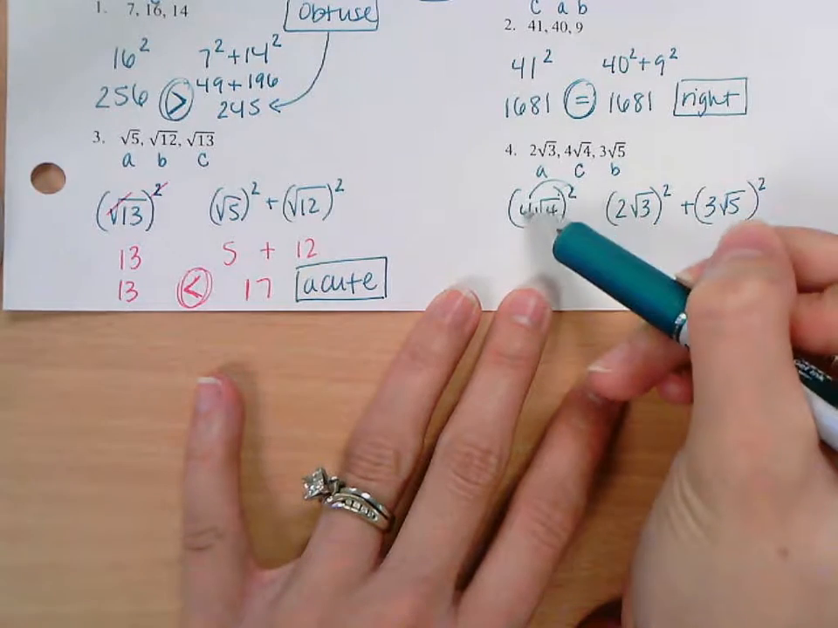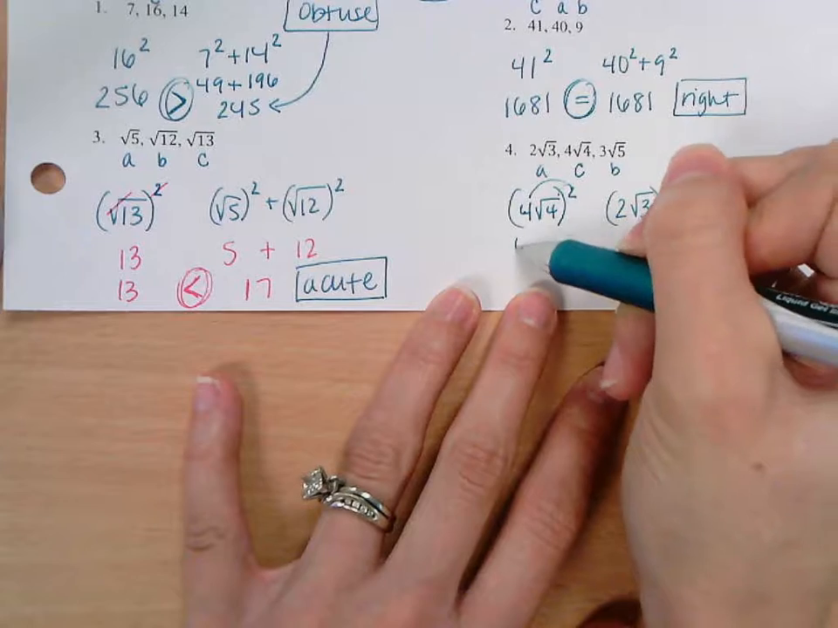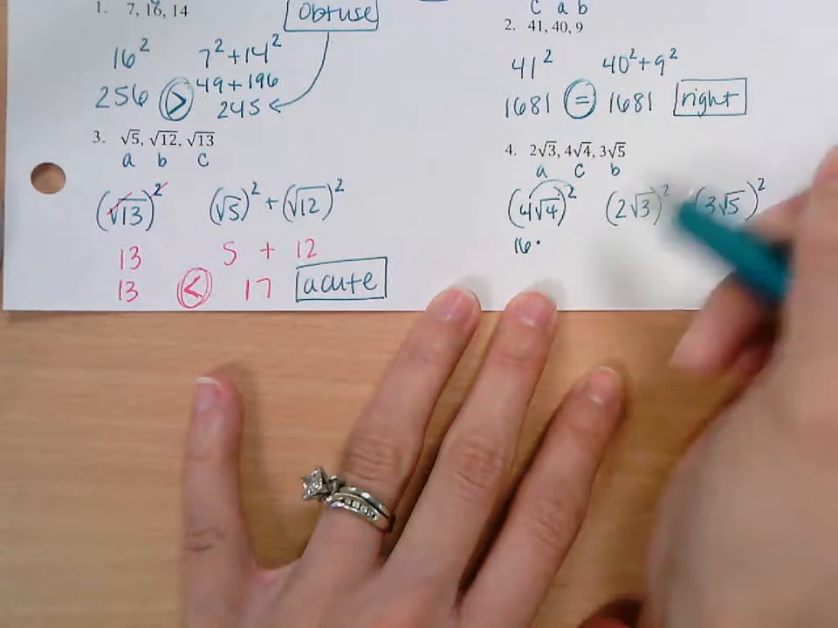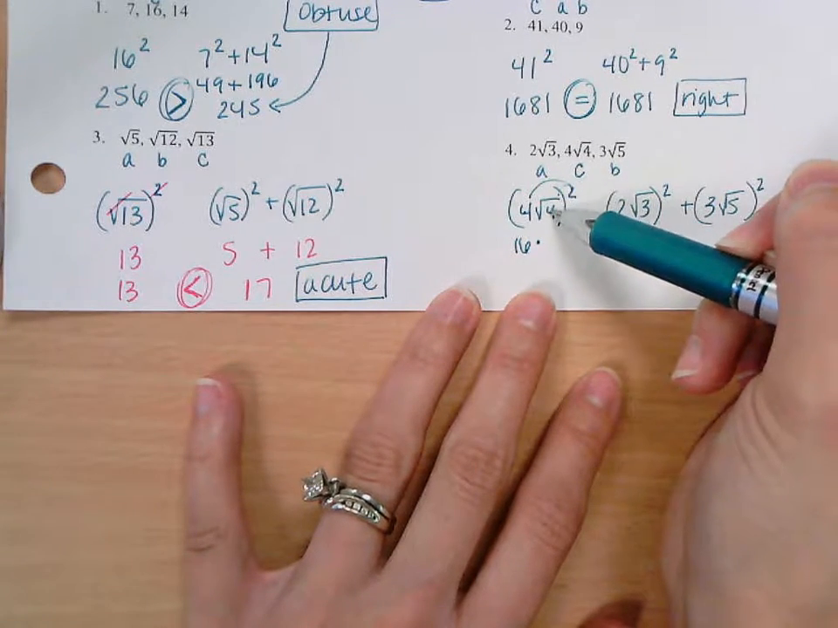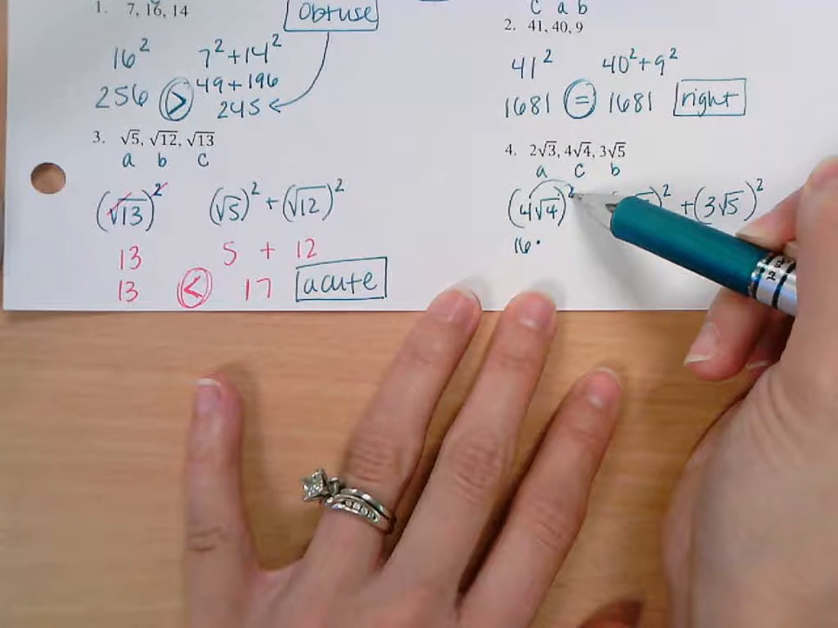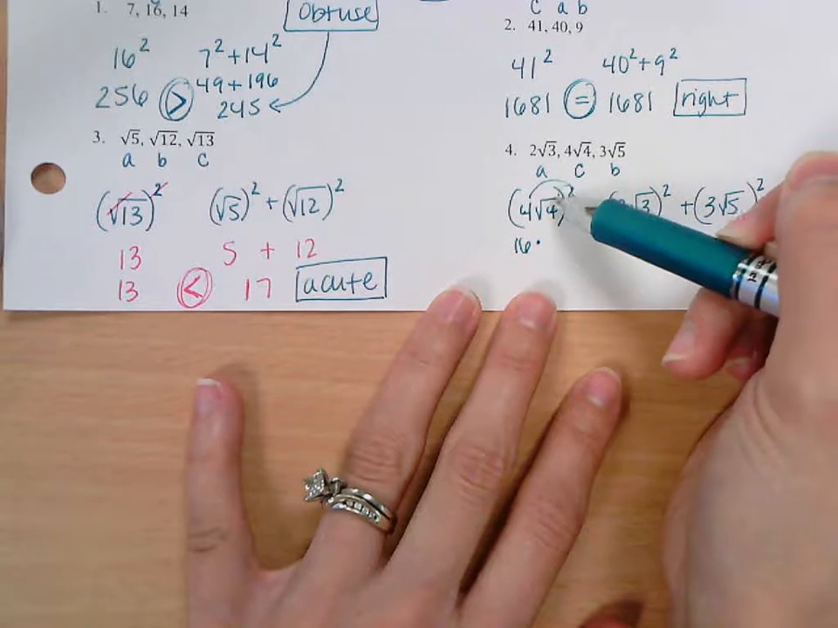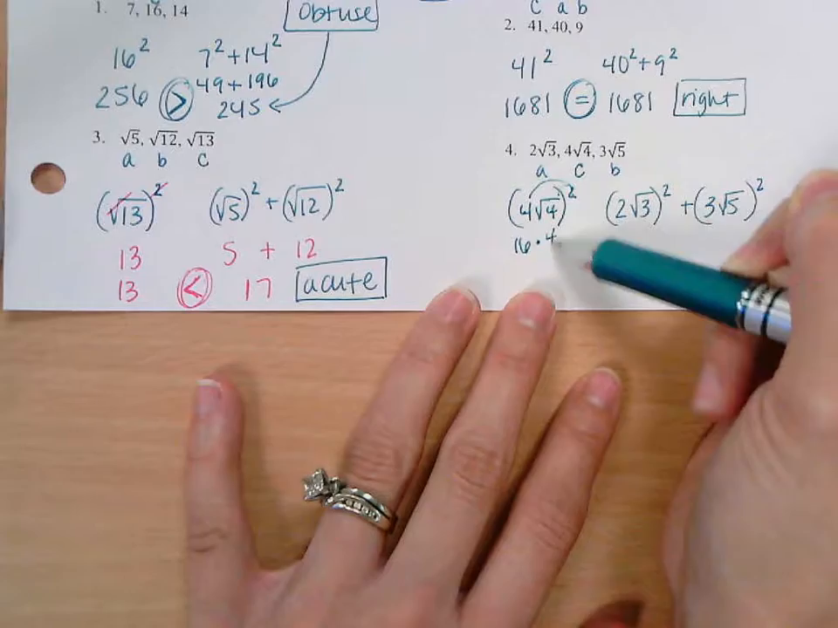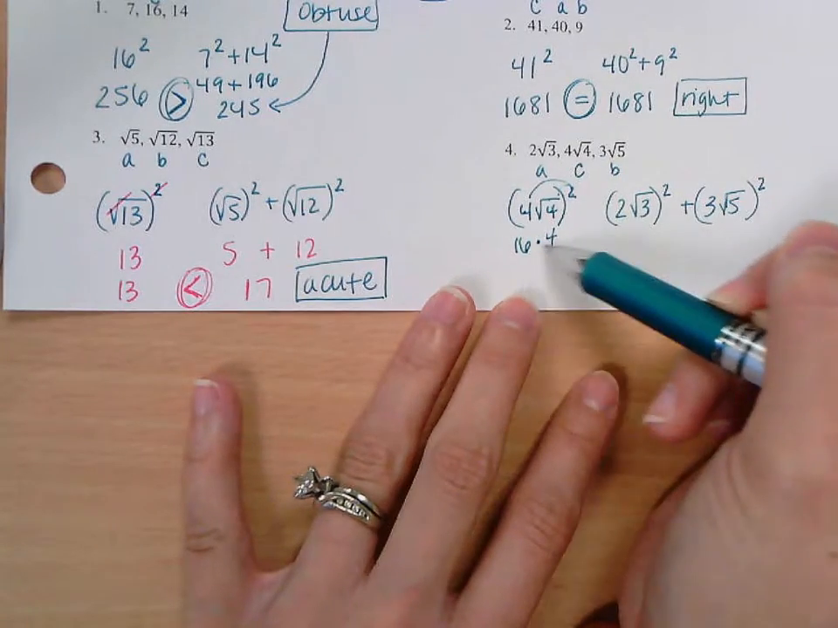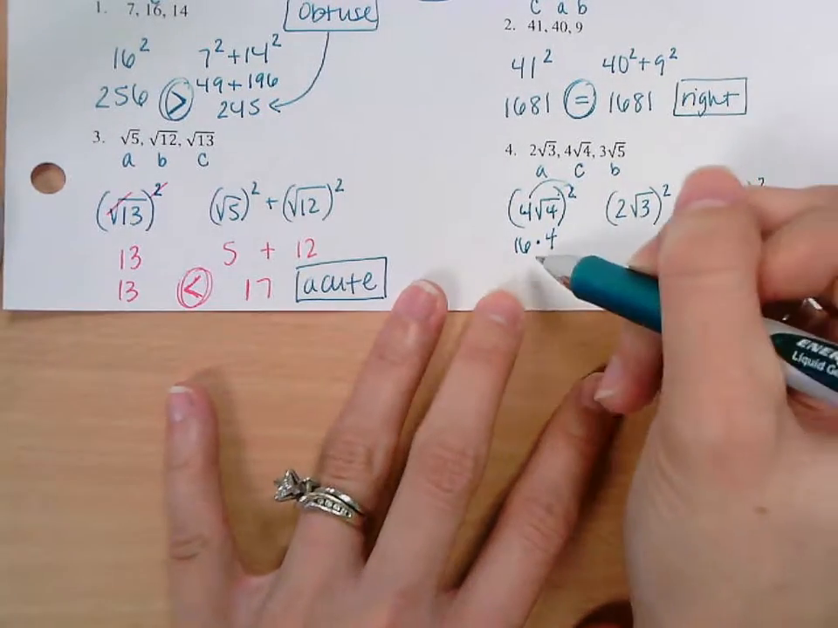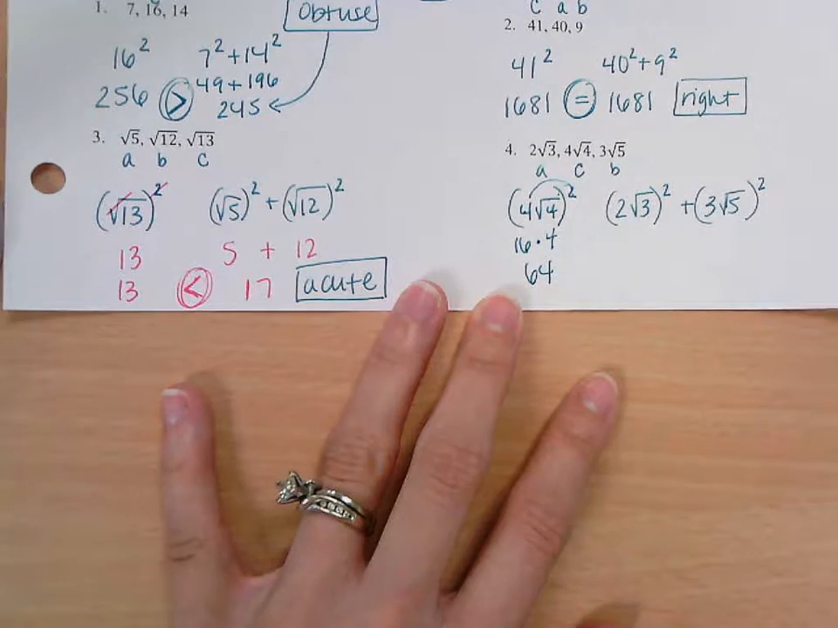So I have this 4 out front, 4 squared, which is 16, multiplied by the square root of 4 squared, which for this one, the square root and square cancel, and that's just 4. So this one is 16 times 4, so that's 64.